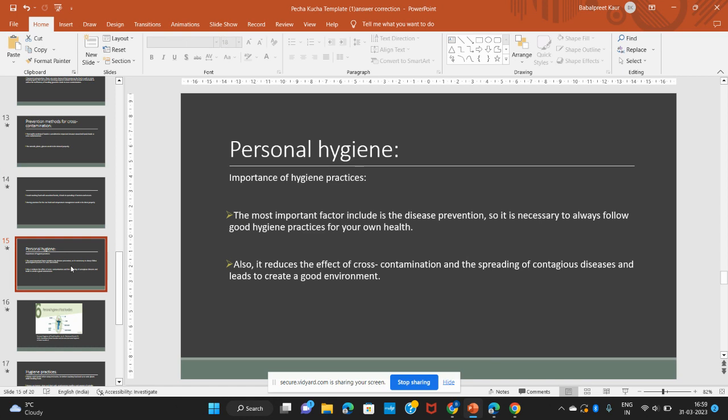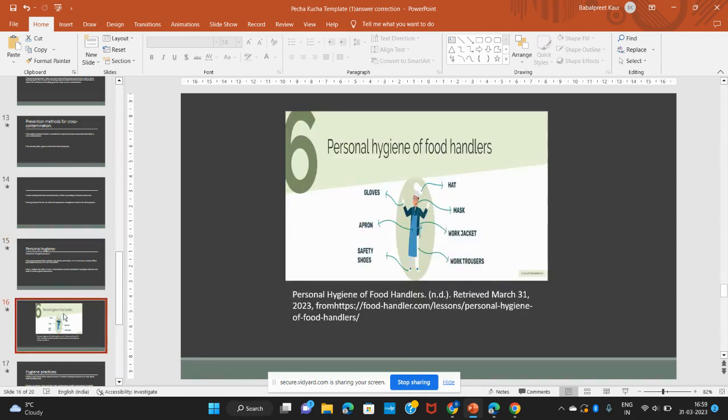Also, it reduces the effect of cross contamination and the rapid spreading of disease, and leads to a good environmental condition. So here are some personal hygiene factors that are required for food handlers. They have to wear proper gloves, hat, mask, safety shoes, and a neat and clean apron and jacket.